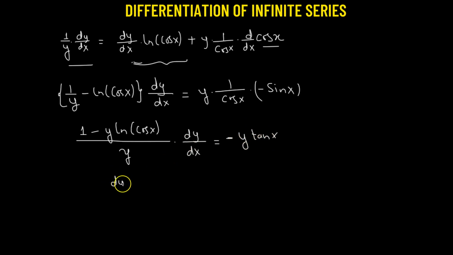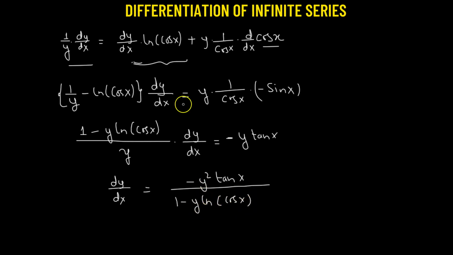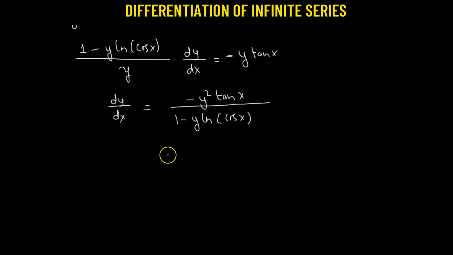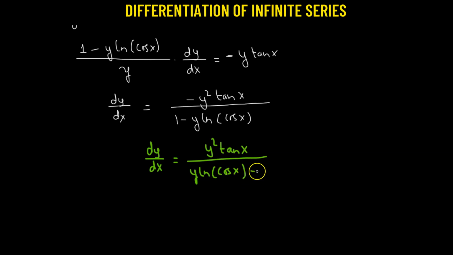Now we can find the derivative of y with respect to x. This will be equal to negative y squared times tangent of x, all divided by 1 minus y times log of cosine of x. Now we can multiply both the numerator and the denominator by negative 1, and this is going to give us the value of the derivative of y with respect to x, which will be y squared times tangent of x divided by y times log of cosine of x minus 1.